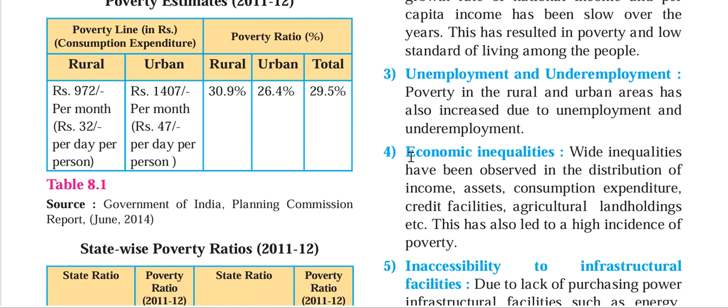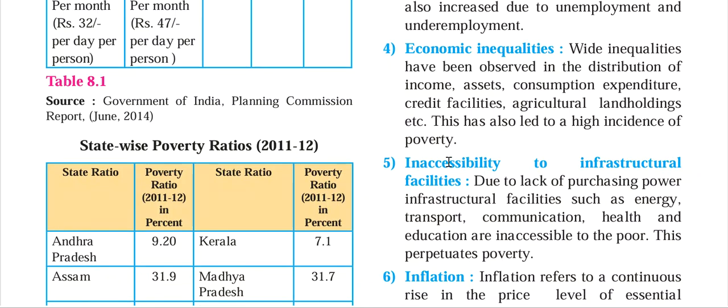Third, we have unemployment and underemployment. This is another major reason. Many people do not get jobs at all, and some people work in jobs below their skill level. For example, a highly educated person doing very low paying temporary work because proper jobs are not available. So that is underemployment.